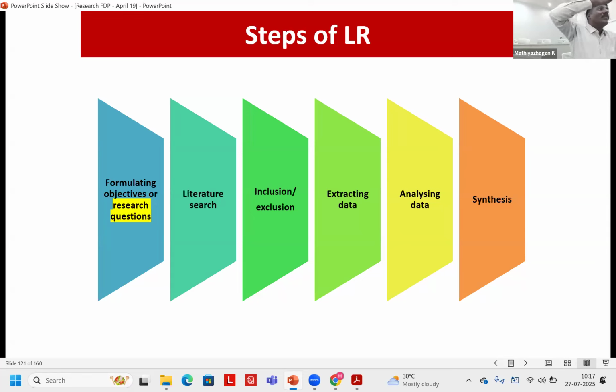Then if you are going to take some information, you need some logic reason. That logic reason is which one? Extracting data. From the data, how you are going to analyze it. After that, from the analysis, what you are trying to tell to the future researcher.